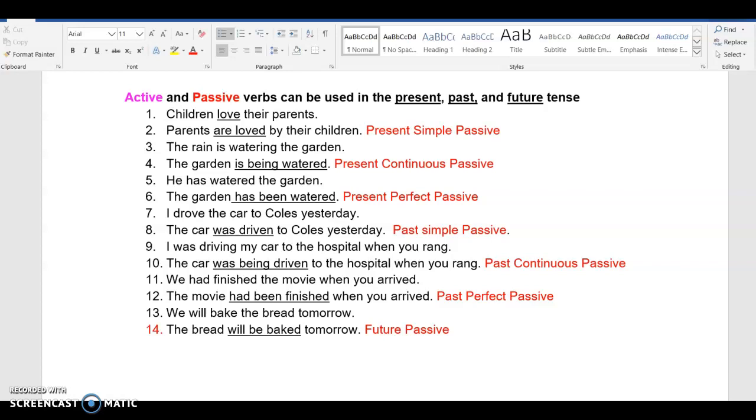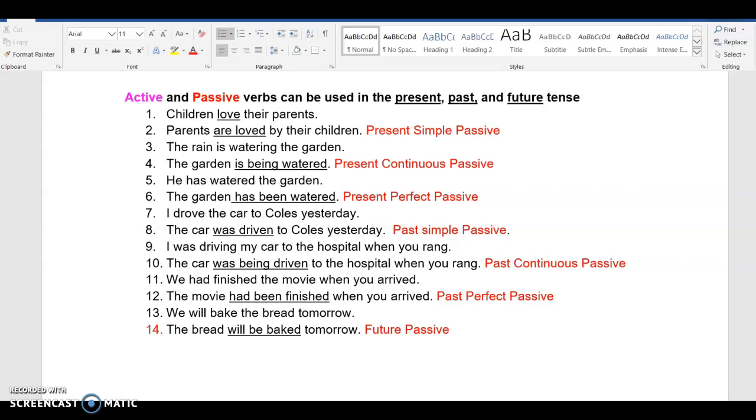Let's look at number 7. I drove the car to Coles yesterday. The verb is drove. It's a past simple verb. And the subject, I. Who is doing the verb? I, the subject, is doing the verb. So this verb is an active verb.